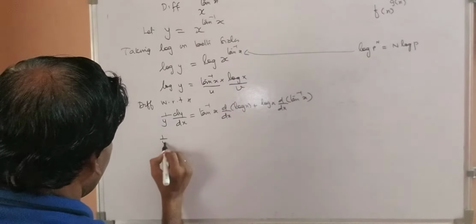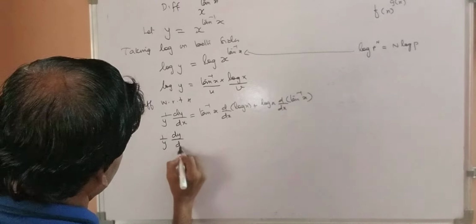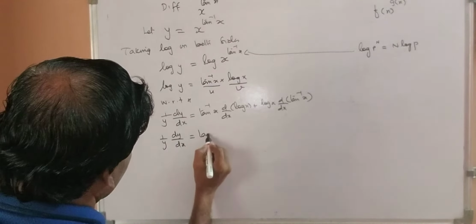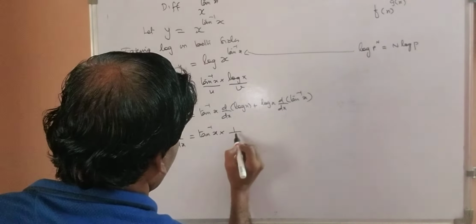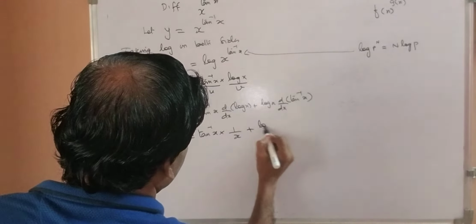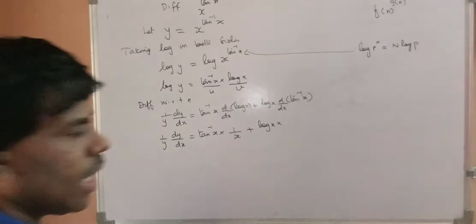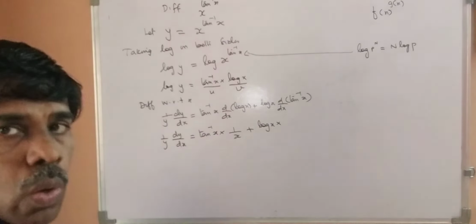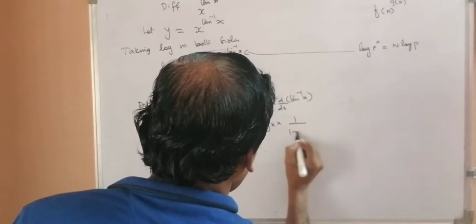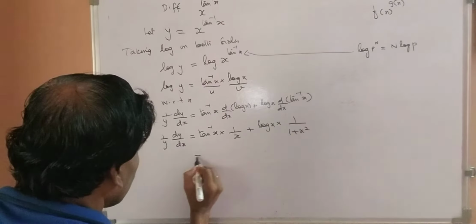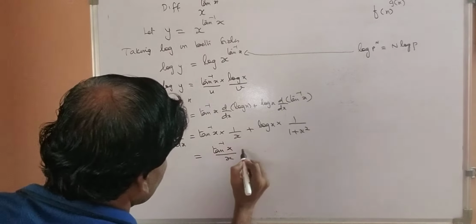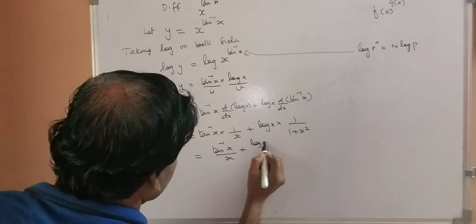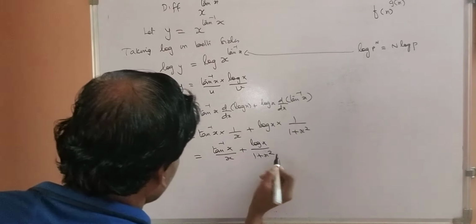So 1 by y dy by dx equals tan inverse x. What is the derivative of log x? 1 upon x plus log x. What is the derivative of tan inverse x? 1 upon 1 plus x square. So it is tan inverse x upon x plus log x upon 1 plus x square.